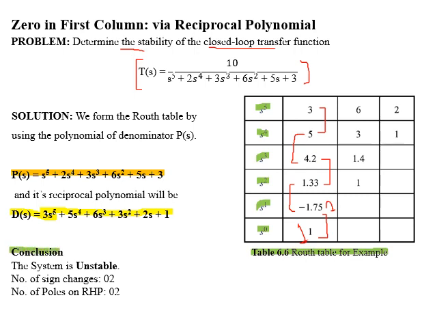So in this case, we have two sign changes which corresponds to two poles in the right half plane. So our closed loop system is an unstable system.